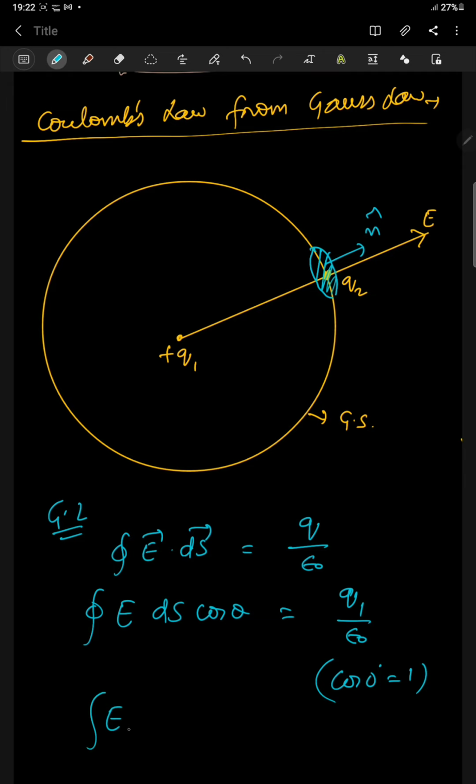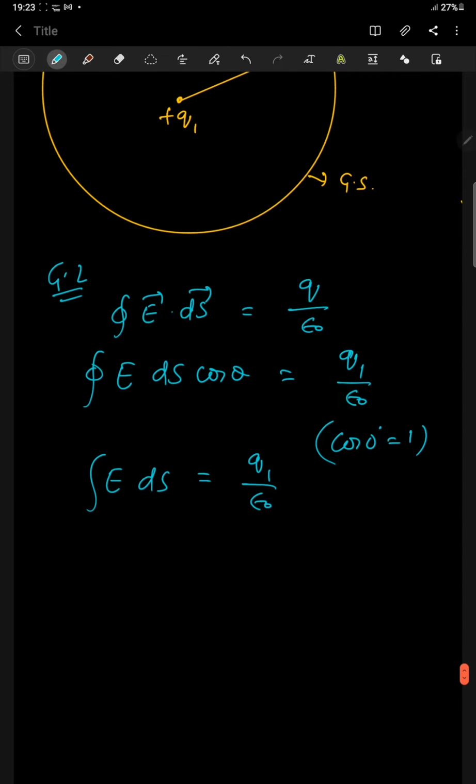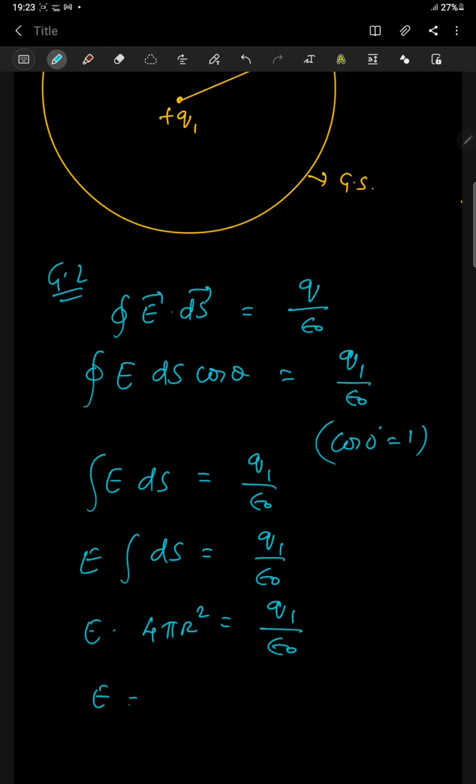So I will have E integration ds is equal to Q1 by epsilon naught. Now I have told you on the Gaussian surface the electric field is constant, so it will come out of the integration. E into integration ds is equal to q1 by epsilon naught. What will be integration ds? It will be 4 pi r square, because the Gaussian surface radius is r. So E into 4 pi r square is equal to q1 by epsilon naught. So what will be the electric field? 1 by 4 pi epsilon naught into q1 divided by r square. This is the electric field.